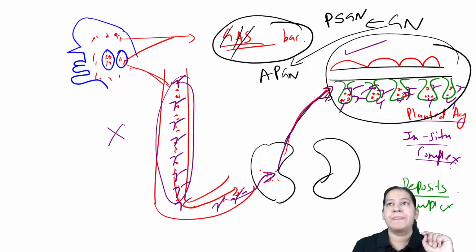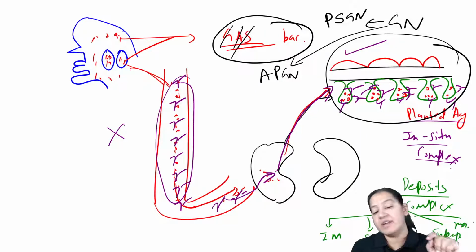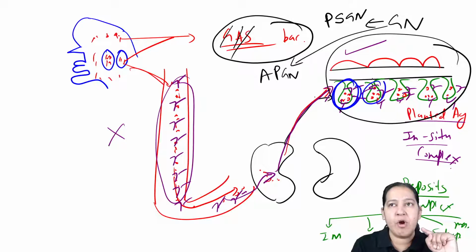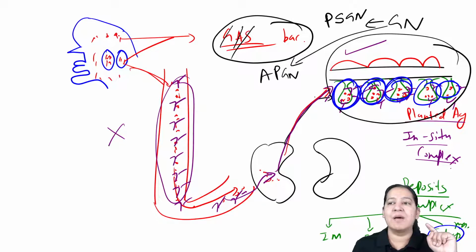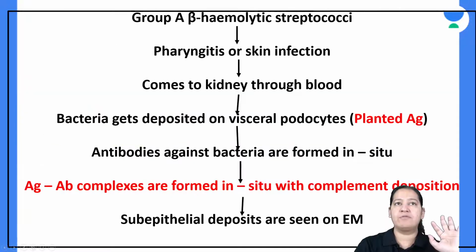Look at the diagram, the barrier. So either the complexes are formed intramembranous, or subendothelial, or subepithelial, or mesangial. Where they are formed, you yourself tell me. You can see the antigen antibody complexes are formed on the podocytes, on the epithelium. So my answer is subepithelial. So subepithelial deposits are formed and they will cause damage. Have you got it? So this is the etiopathogenesis. You have to write like this.